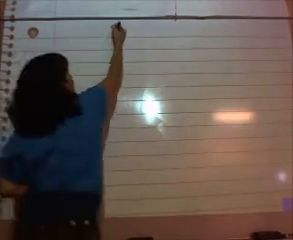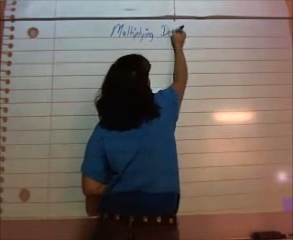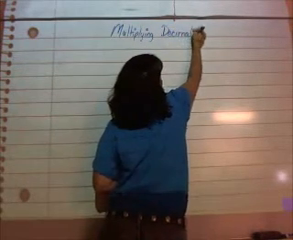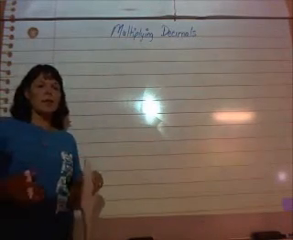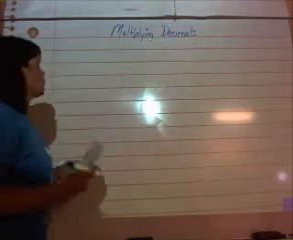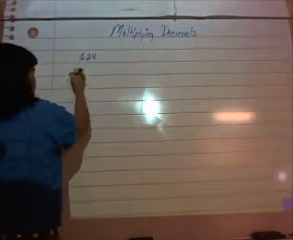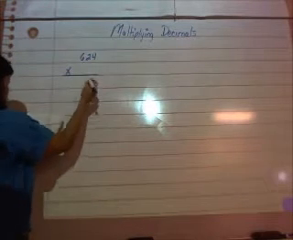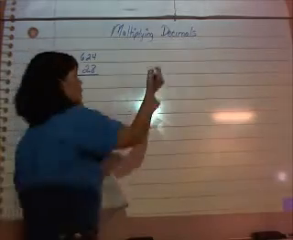Today we're going to be multiplying with decimals. I'm going to tell you the steps as we go. So the first problem that I'm going to put on here, 624 times 2 decimal 8.